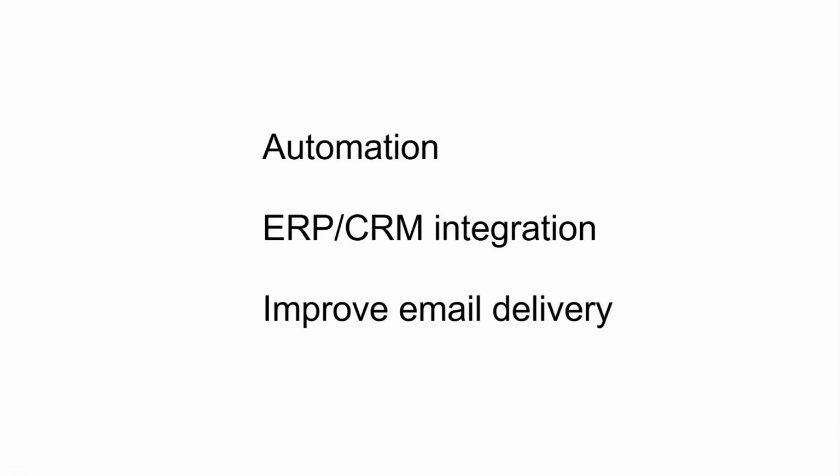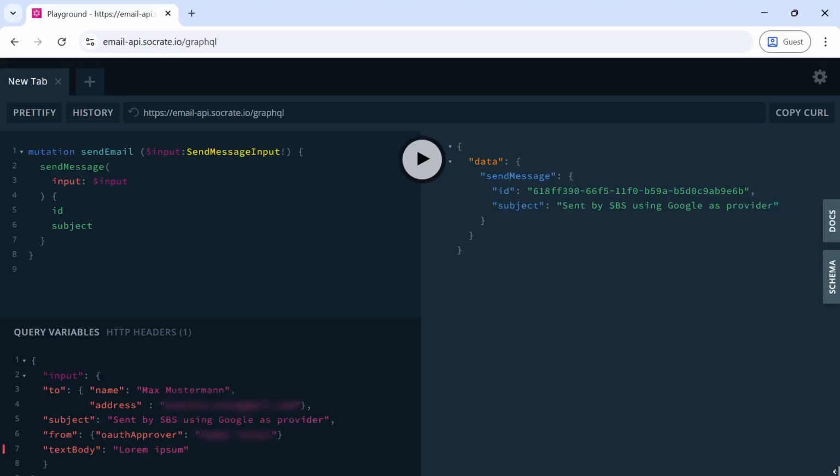Sending Google email with Socrate Email Service provides the following benefits. Your company can automate the email sending process from external applications, platforms, or code. Remember that SBS is an API, which means that any email-related action such as sending an email or even the email setup process can be automated through GraphQL API calls.